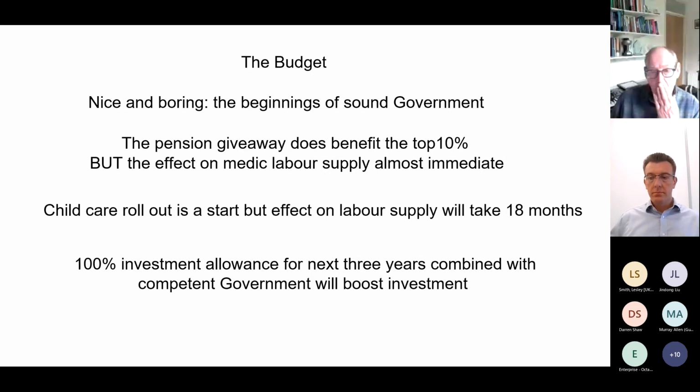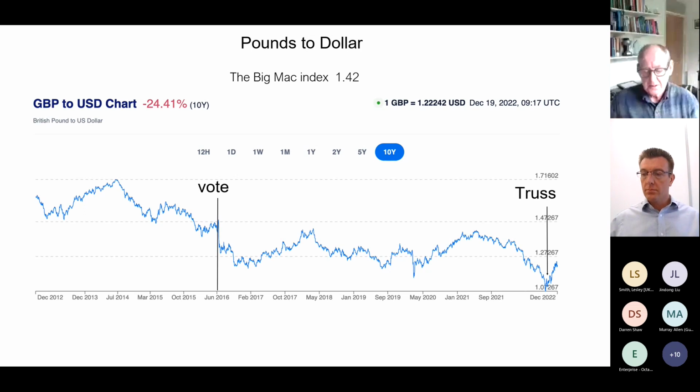Next slide. The exchange rate's important because we import more than half our food. We import, when the wind's not blowing, 80% of our energy. And a 10% fall in the value of sterling against the dollar adds 1% to retail prices with a lag of about 9 months.